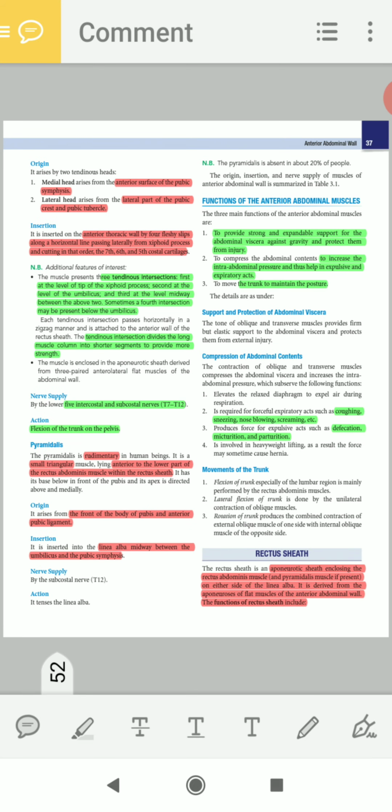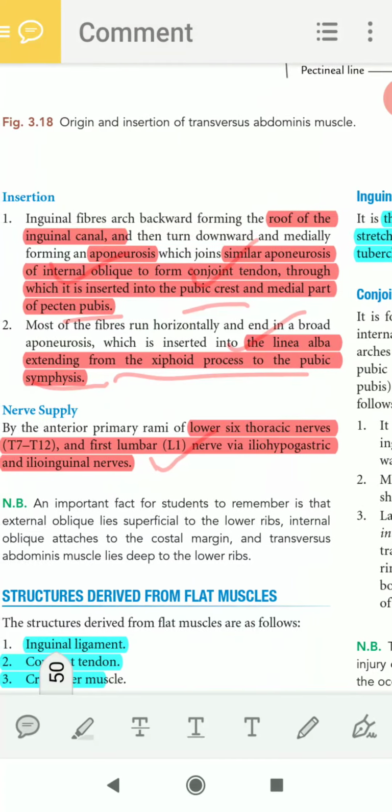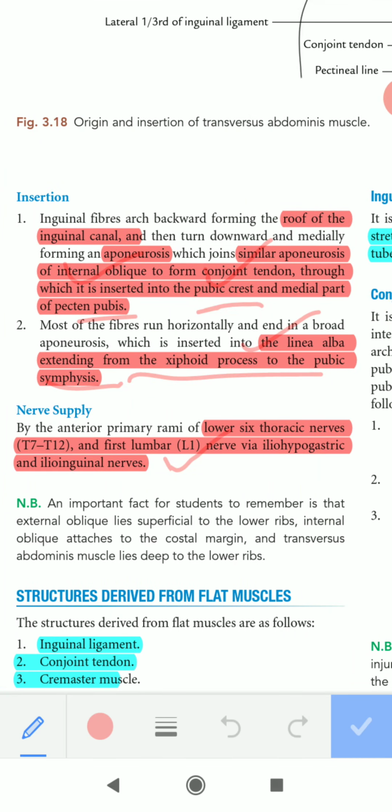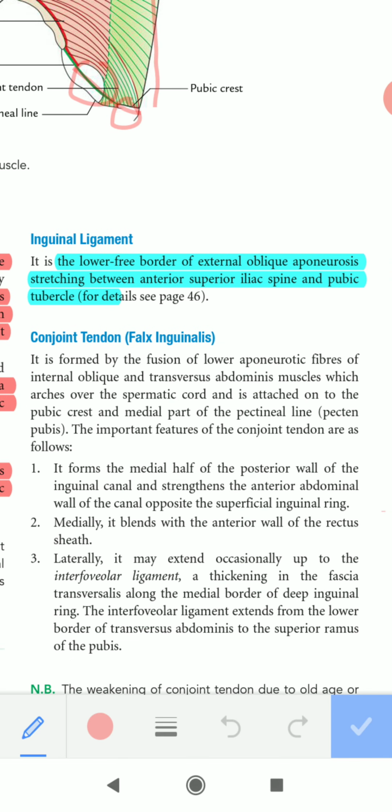Now come to the inguinal ligament. Some of the structures derive from these three flat muscles. These are the inguinal ligament, conjoint tendon, and cremaster muscle. So let's see this. First come to the inguinal ligament. We already told you that the inguinal ligament is nothing but the lower border of the external oblique muscle. The external oblique aponeurosis stretches, becomes rolled and thickened at the lower border and forms a ligament, that is the inguinal ligament, and it is attached between the anterior superior iliac spine and pubic tubercle.